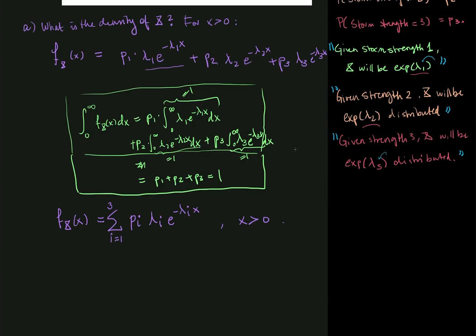So this is our first guess for the solution of A, and in the next video we will then show that this indeed does make sense. But just intuitively, what we do is we say, well, depending on the storm strength, X will have different distributions. So we just take a weighted average of the different densities and add them together as such. So this is the intuitive answer for part A.